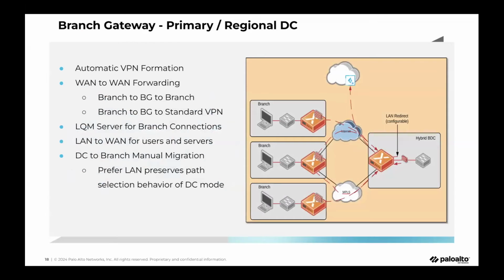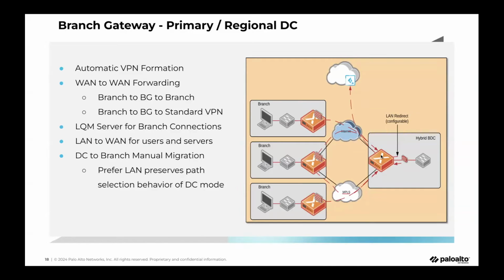If we double click on one of the use cases, the regional data center, you can see this is configured as a branch gateway, and we can have automatic VPN creation between this branch gateway and all the branches here. Also, WAN-to-WAN forwarding will be taken care of, so branch to branch gateway to the other branch can be facilitated. The branch gateway can act as a transit, and branch to branch gateway to the standard VPN to, let's say, Prisma Access can be facilitated.